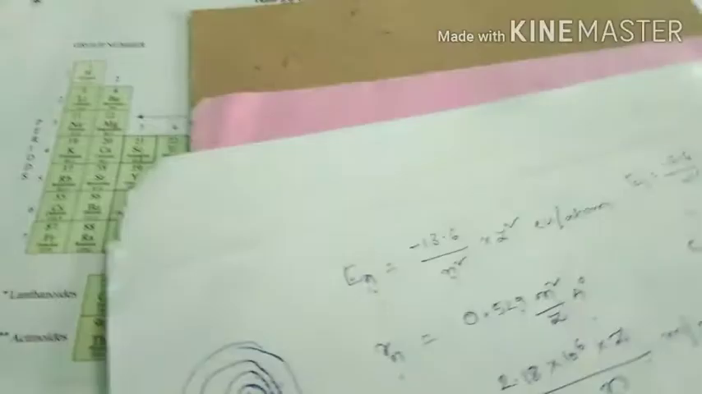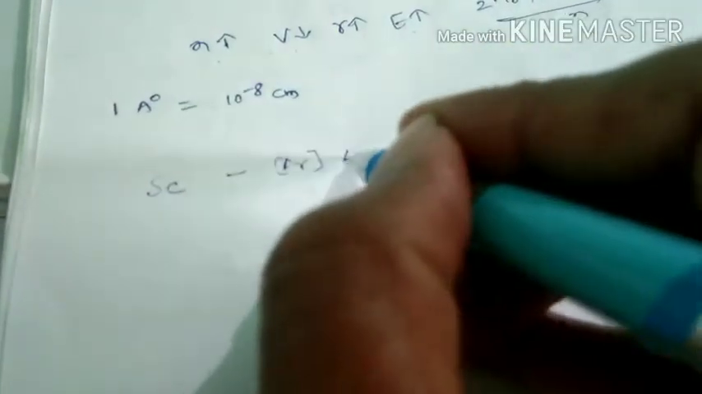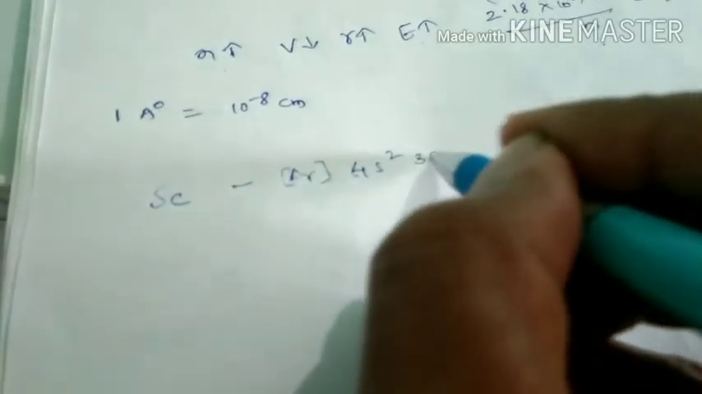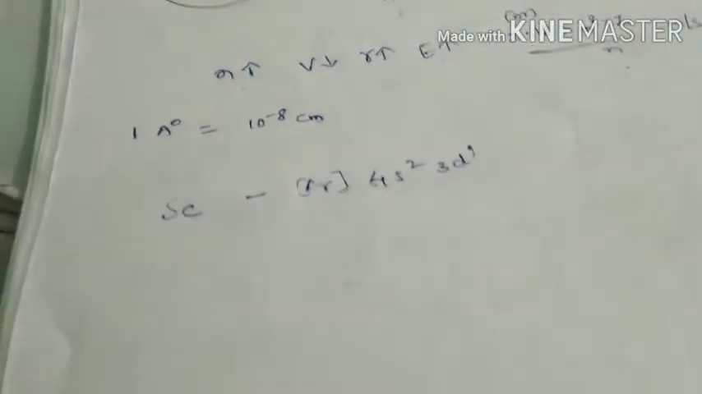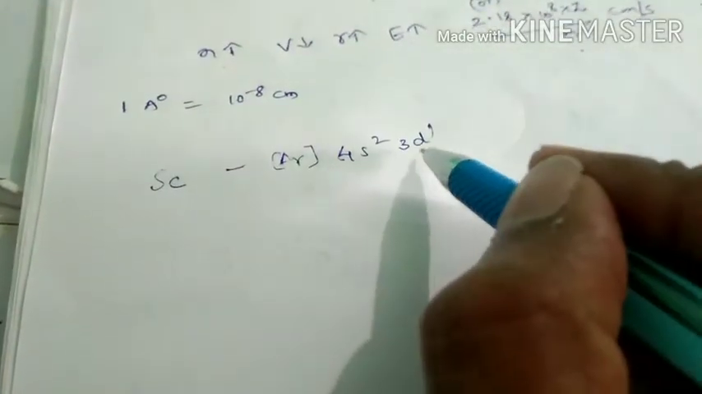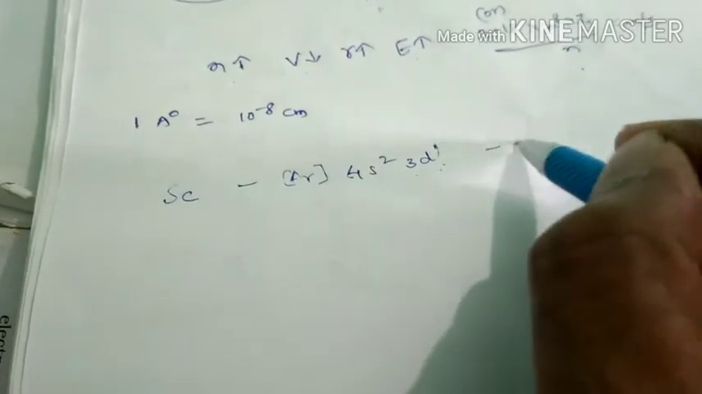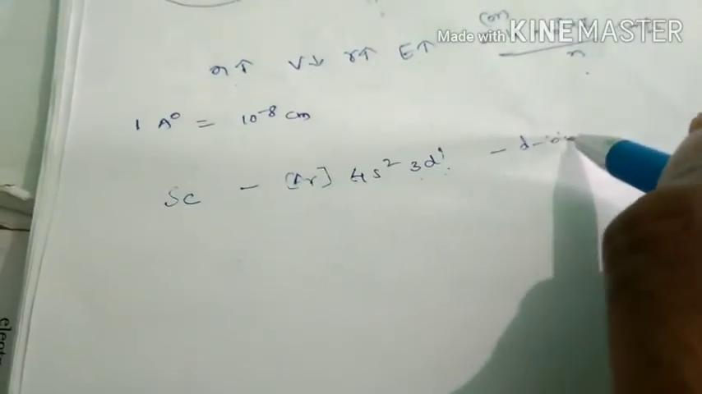See, for example, take scandium. Its electronic configuration is argon 4s2 3d1. This is the electronic configuration for scandium. See, in this case the differentiating electron enters into the d subshell, so this is D block, no doubt.